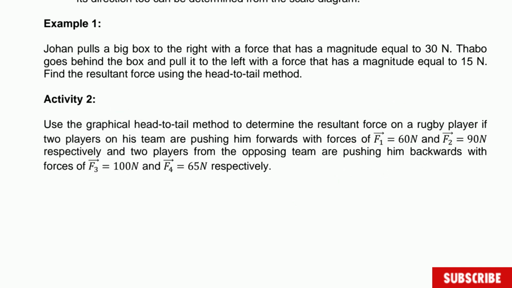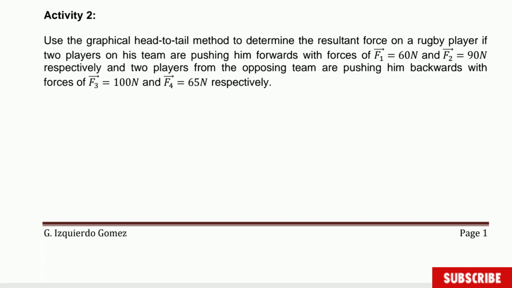Let's say use the graphical head-to-tail method to determine the resultant force of a rugby player if two players on his team are pushing him forward with forces of 60 Newton and 90 Newton respectively, and two players from the opposite team are pushing him backward with forces of 100 Newton and 65 Newton respectively. So in this case we have two different directions. We have the direction forward and backward, and those are the directions we must keep here.